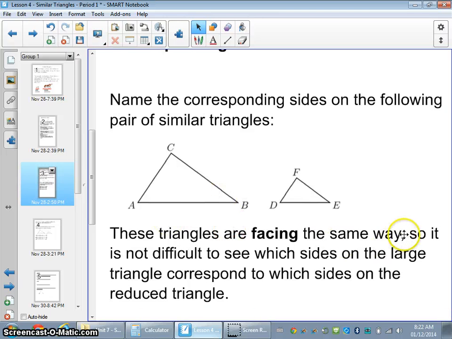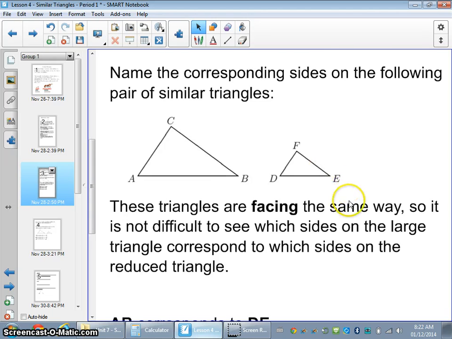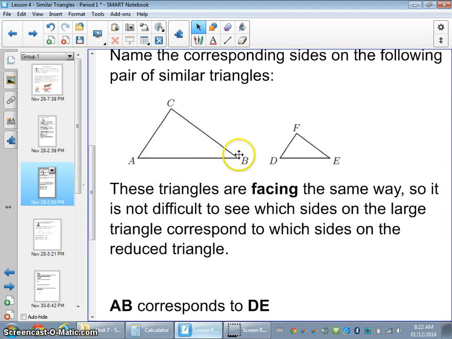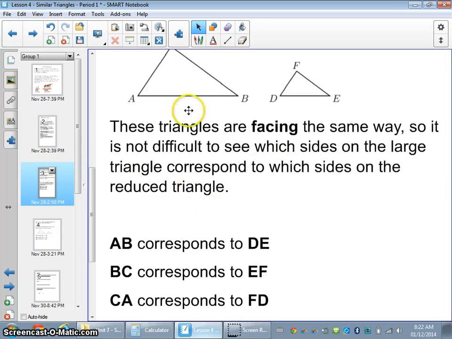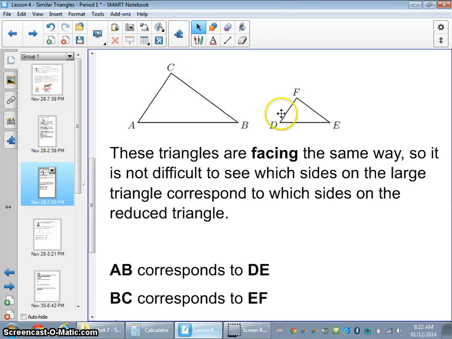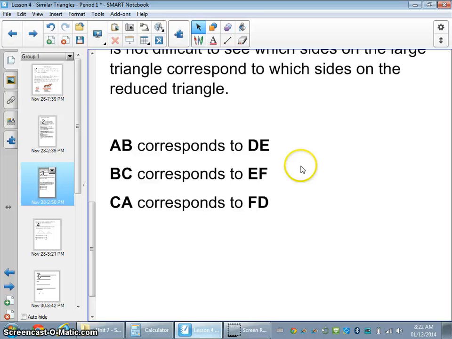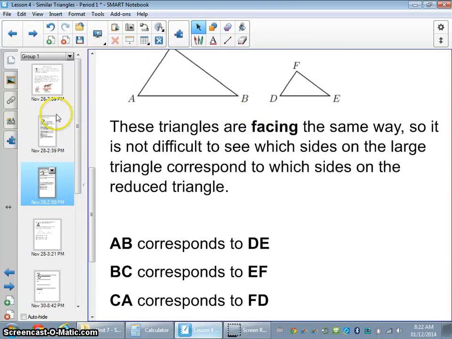And since they're facing the same way, it's not difficult to see which sides correspond to the sides on the smaller triangle here, right? The bottom here is the same as the bottom here, so these two are corresponding sides. The short one here corresponds to the short one here, and this one corresponds to this one. So, like I said, line AB is on the bottom, corresponds to DE. BC would correspond to EF, and then CA would correspond to FD right here. So again, when they're facing the same way, it's pretty easy.